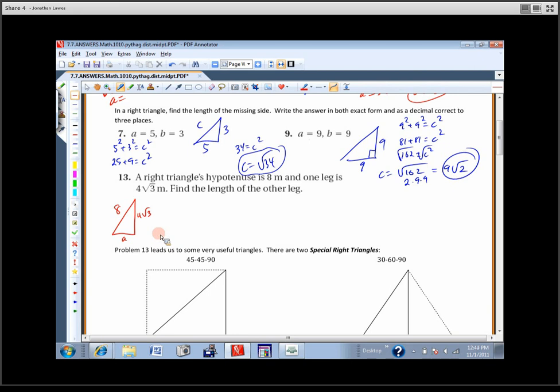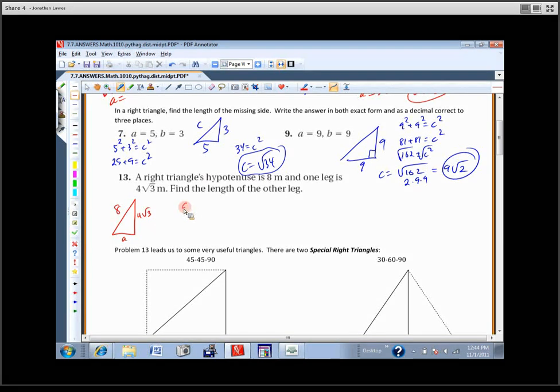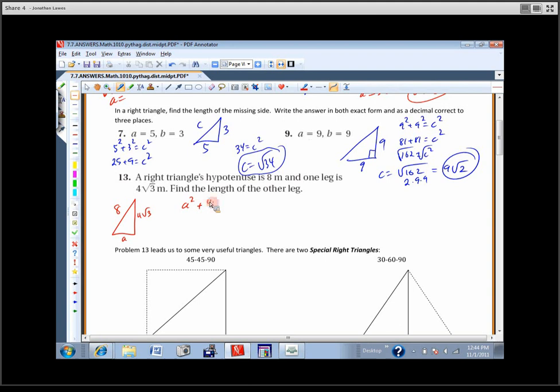Because what do I do with each one of these lengths? Square them. So if they've got a square root in them, if you square a square root, that undoes the square root, so that goes away. So I'd have a squared plus 4 radical 3 squared equals 8 squared. Is everybody okay with that? So this is going to be a squared, and then let's think about what we get here. What does that exponent apply to? It applies to the 4 and the radical 3. So I have to square 4, that's 16. And I have to square radical 3, that's 3. So this is 16 times 3, so that's going to be 48.